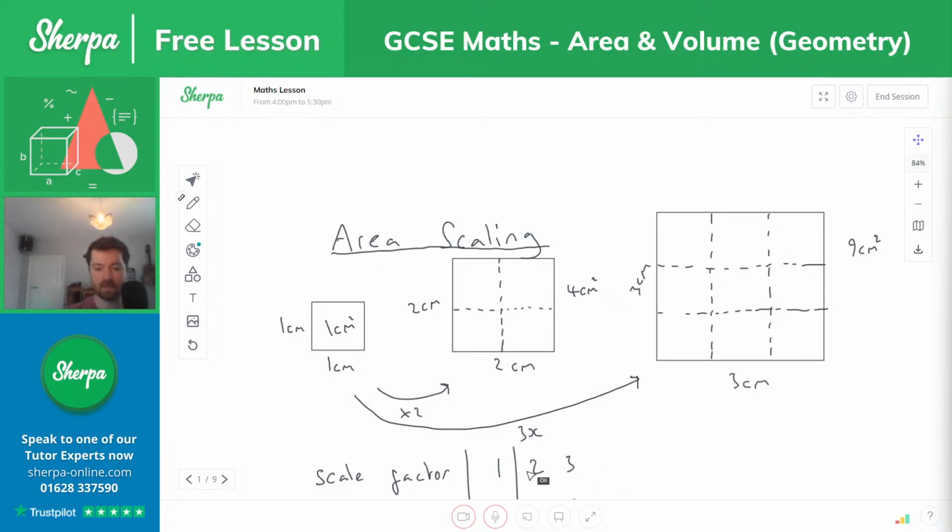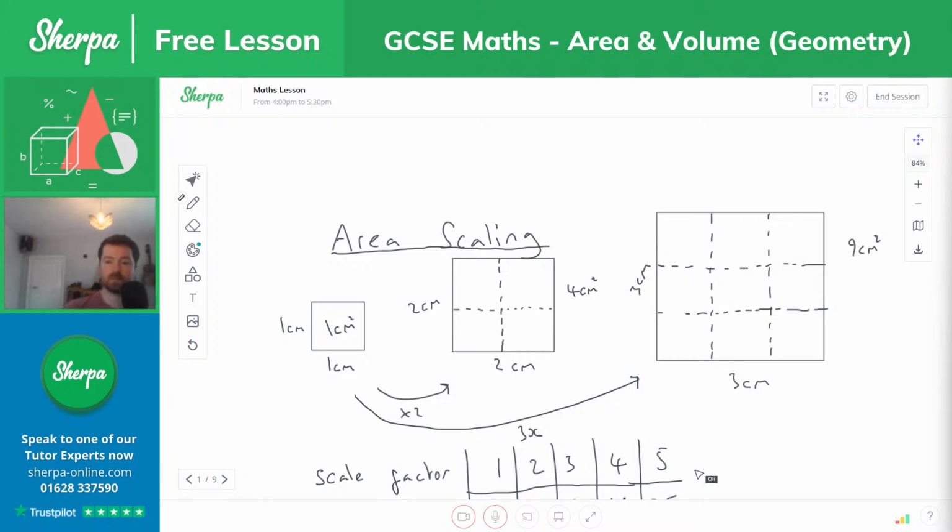And you could probably guess, if you've spotted the pattern, what would happen if we had a scale factor of 4 between our shapes. Because as we can see from these first three numbers, 1, 4, and 9, these are special numbers and they are square numbers. So we could continue this nice pattern on and get a few more numbers in there.